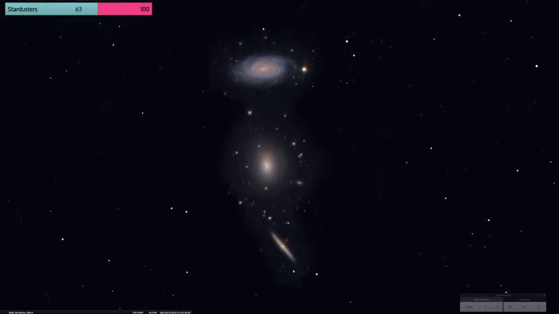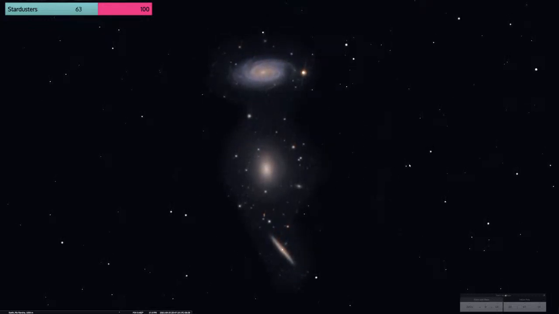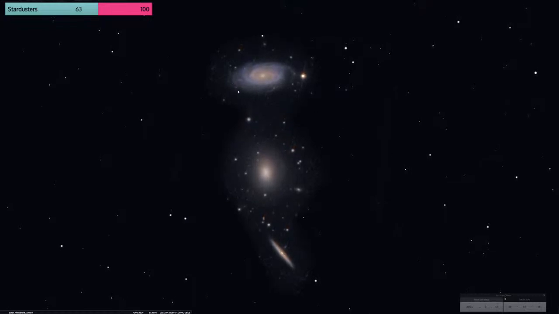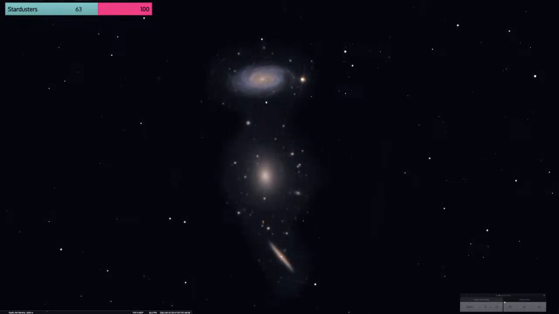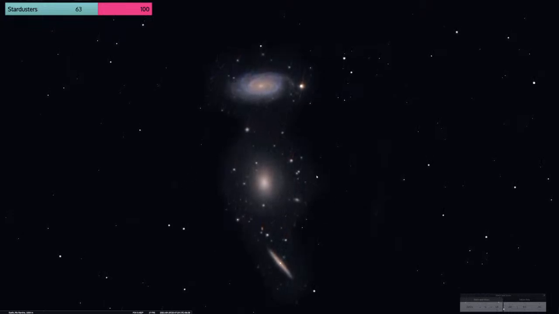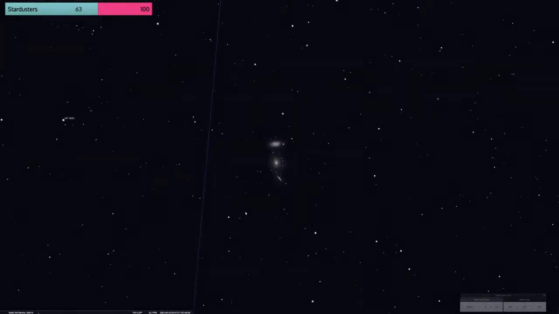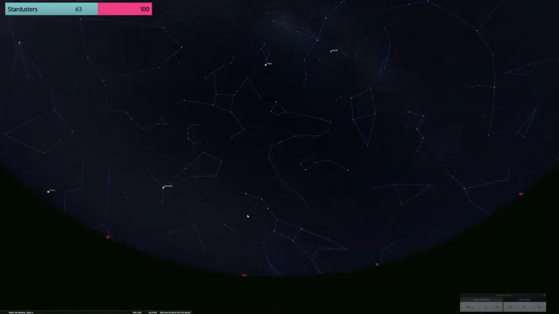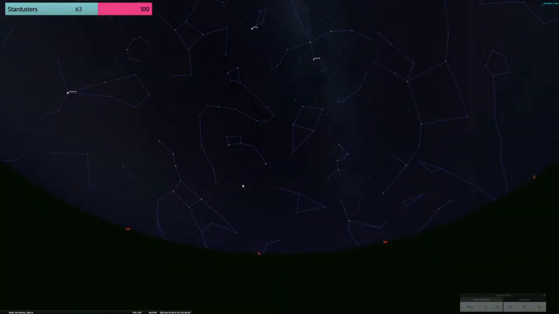They're different distances away. They're not necessarily gravitationally bound to each other. This is a spiral along the edge. This is a spiral, I'm sorry, along the face. This is a spiral along the edge. And we have an elliptical galaxy right in the middle. That's the Draco Trio. So everywhere you look, all of a sudden you're seeing thousands and thousands of stars, millions of stars, billions of planets in these other galaxies far, far away.